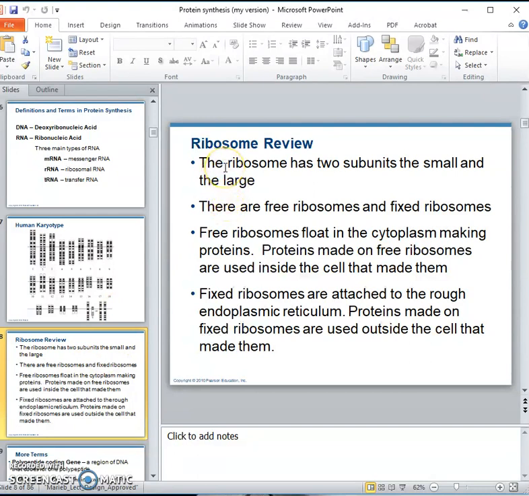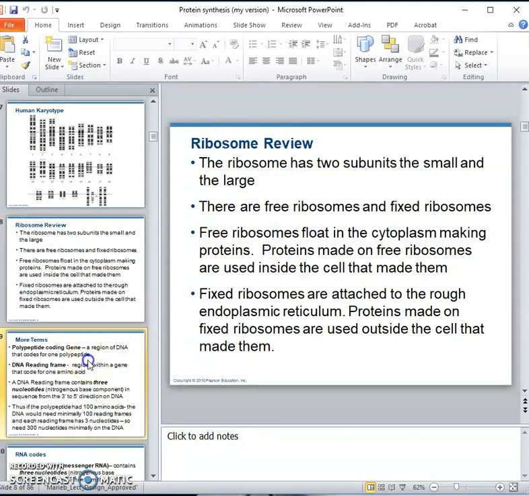Reviewing. The ribosome, which we talked about in a previous video, has 2 subunits, a small and a large. These stay separate. They float in the cytoplasm separate until protein synthesis is to occur. When protein synthesis occurs, then they hook together. Now, when they hook together, if a protein is to be used inside the cell, it is made on free ribosomes. If a protein is to be used in the cell membrane or exported out of the cell for exocytosis, it's made on a fixed ribosome, and the fixed ribosome is attached to the endoplasmic reticulum. This is material we'd already discussed in a previous video. Okay.